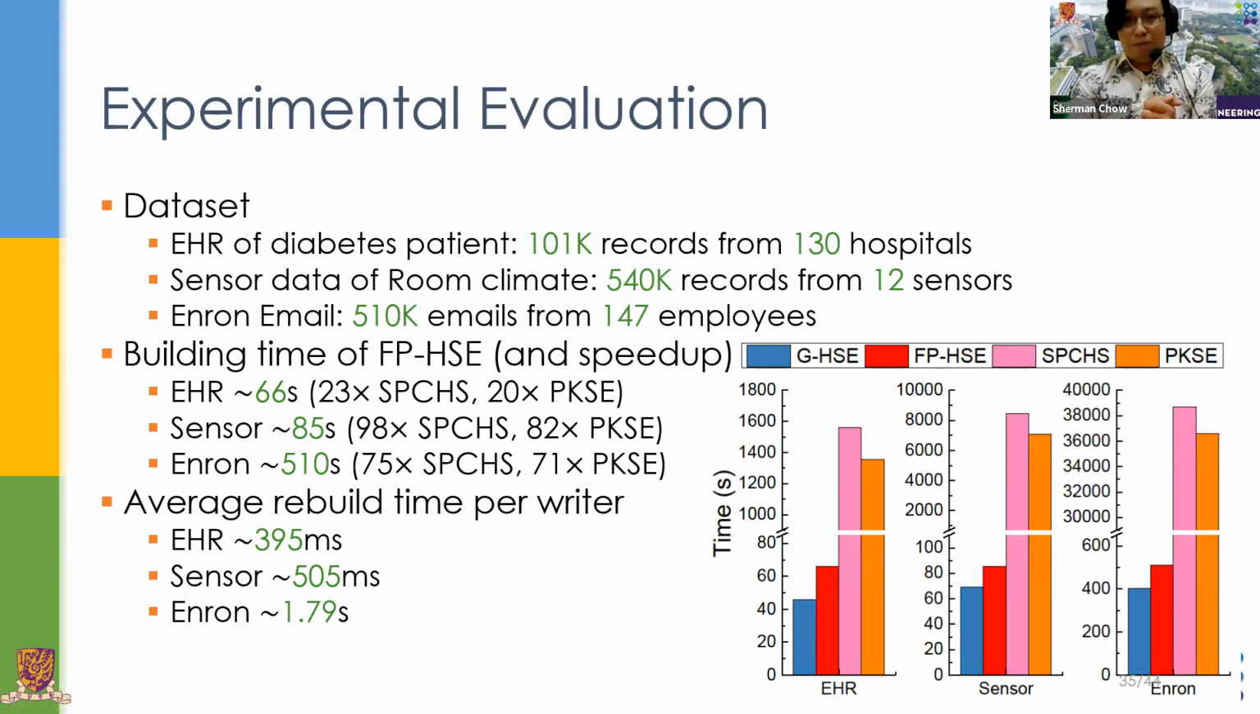Then, for the building time, because we just add a little bit of overhead and everything else is almost like symmetric key encryption, if you compare it with the regular public key searchable encryption or the SPCHS construction, which is heavily public key based, we see an order of magnitude improvement in building time. That is based on this data set. The average rebuild time per writer will be at most 2 seconds, and that is how we argue that the rebuild time is acceptable. The more detail about the actual experimental setup is in the paper.